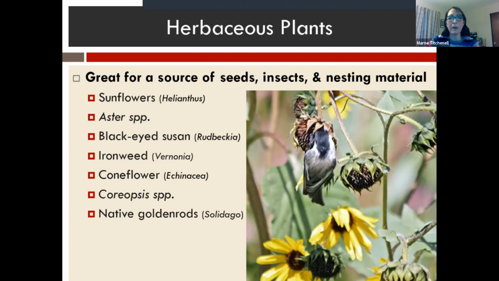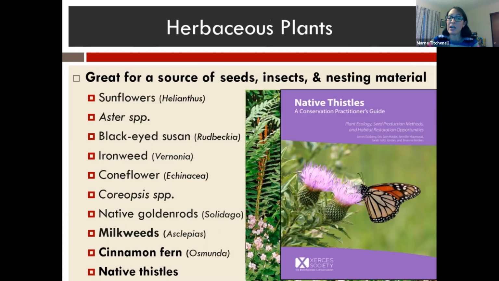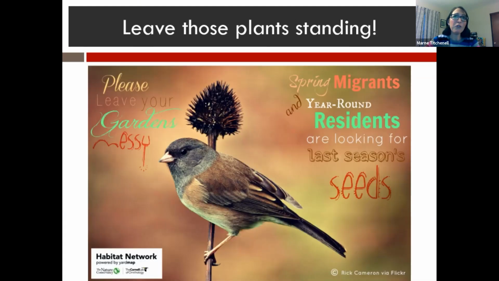Here's a short list of herbaceous plants that are great as a seed source, as well as attracting insects and even providing nesting material, especially our milkweeds, our cinnamon fern, and some of our native thistles. And hopefully if you are planting native perennial plants, you are leaving them standing for the birds into fall and maybe into winter. I usually keep a few of mine at least standing until spring. I will also cut off some of the other ones about 18 to 24 inches above the ground, especially if those stems are hollow or have a soft inside, so our native bees can nest in them.